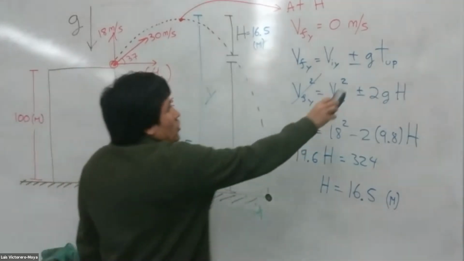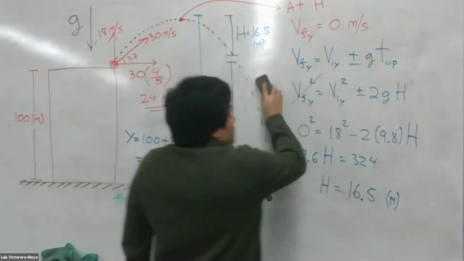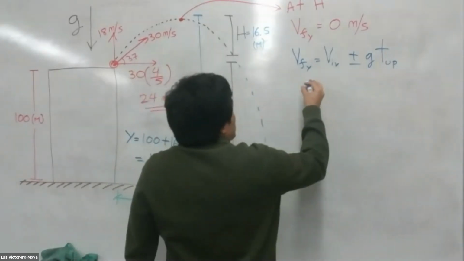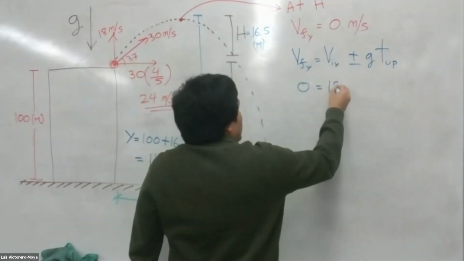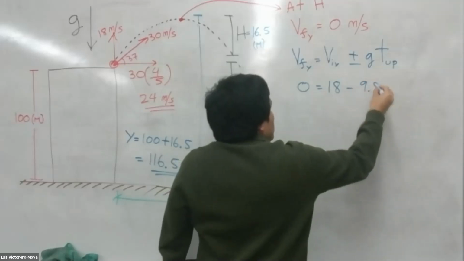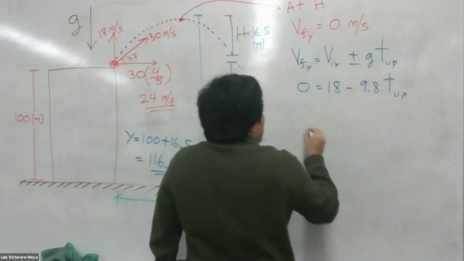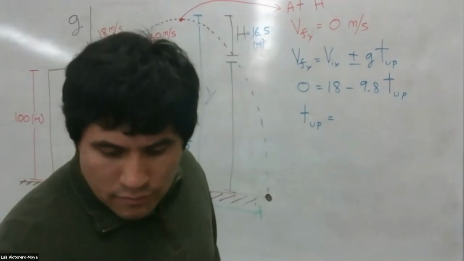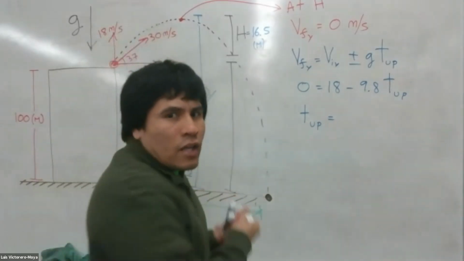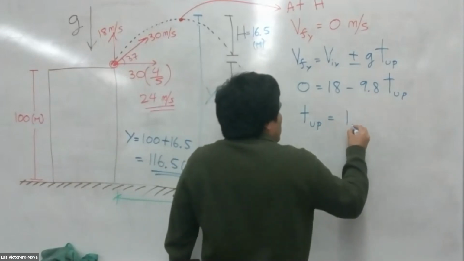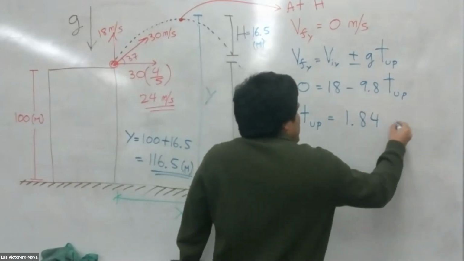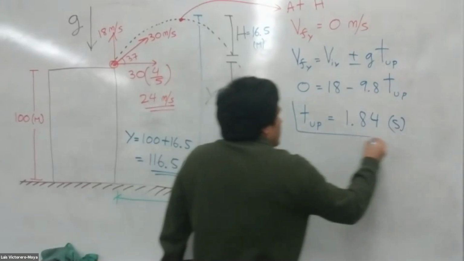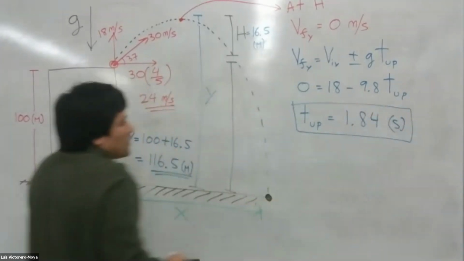I'm going to use this equation to find the time to go up. So I can use this now. 0 equals 18 minus 9.8 times the time to go up. The time to go up is equal to 18 over 9.8, sorry, 1.84 seconds. And I will leave this aside because there is no symmetry.